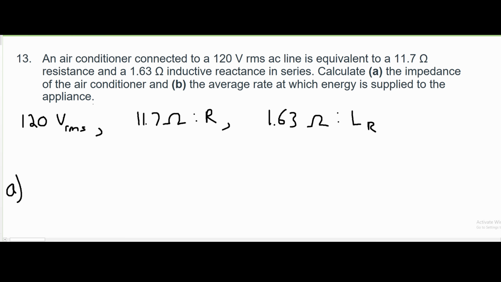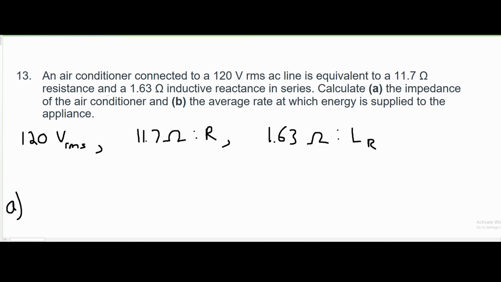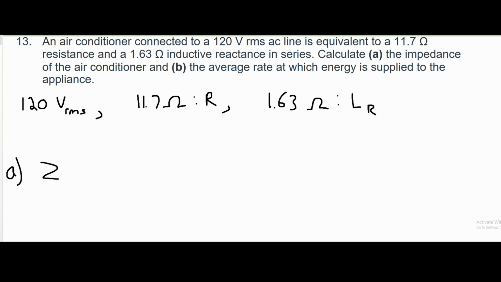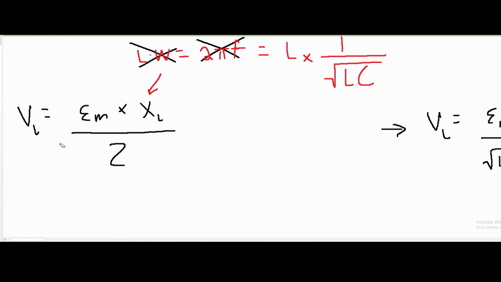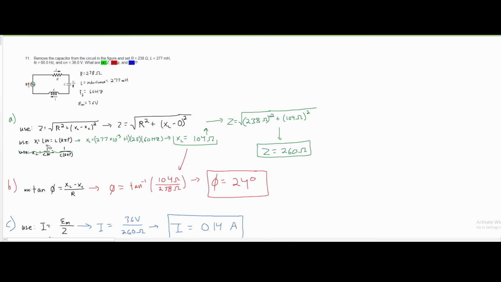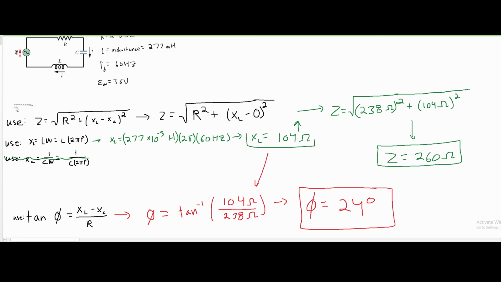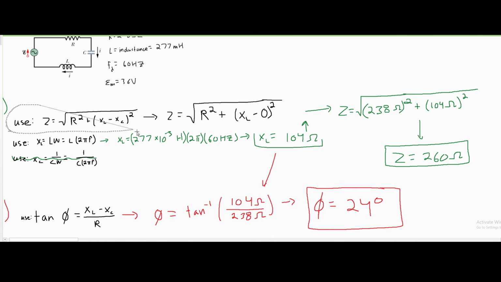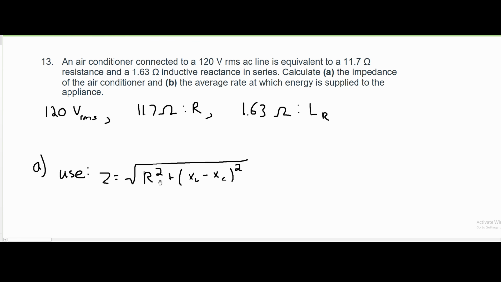To find the impedance of the air conditioner, we're going to use Z. And we have a formula for Z that we've used before. We last used it in problem 11. Z is equal to the square root of R squared plus (XL, which is inductive reactance, minus XC, which is capacitive reactance) squared. So this is the formula that we have.